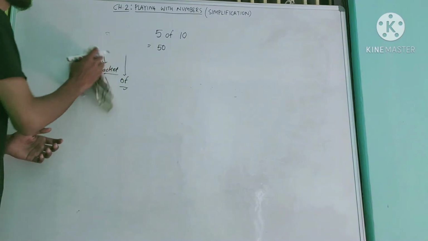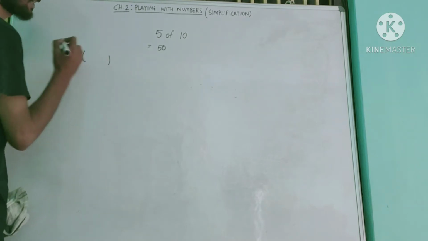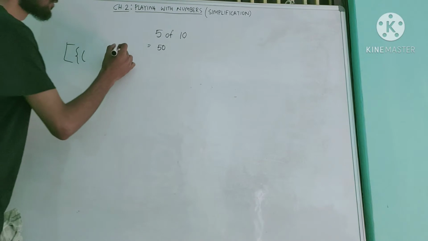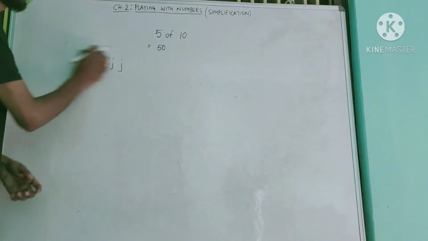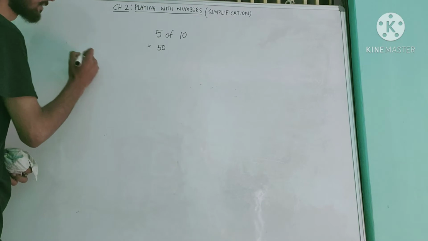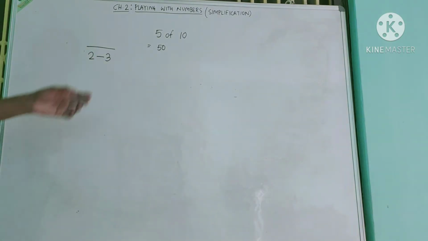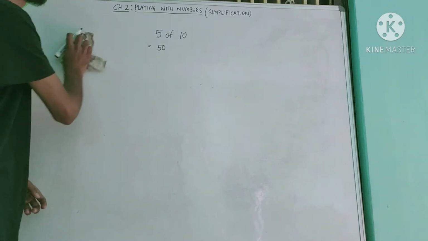And for the bracket, there are 3 types of brackets. First one is the first bracket, then the second bracket, and then the third bracket. Sometimes a bracket can be written like this. Suppose 2 minus 3, here is a bracket. Okay, this sign also represents a bracket.